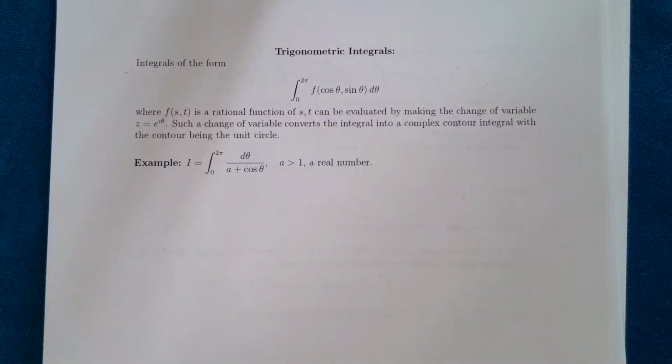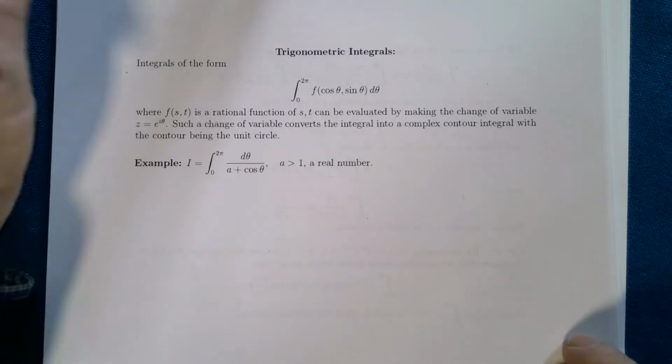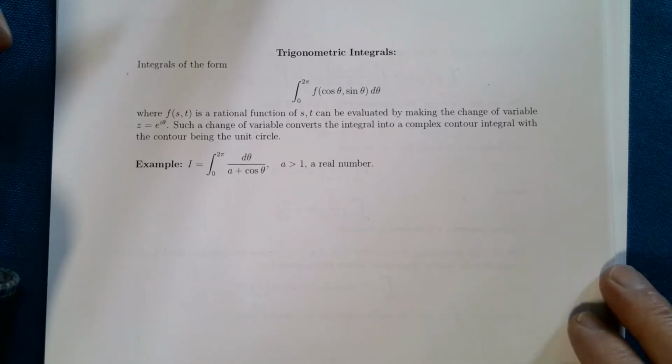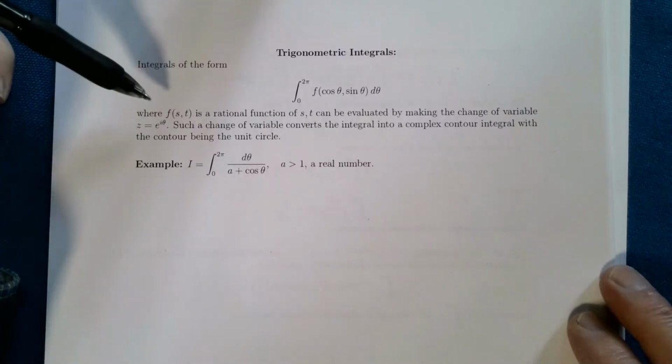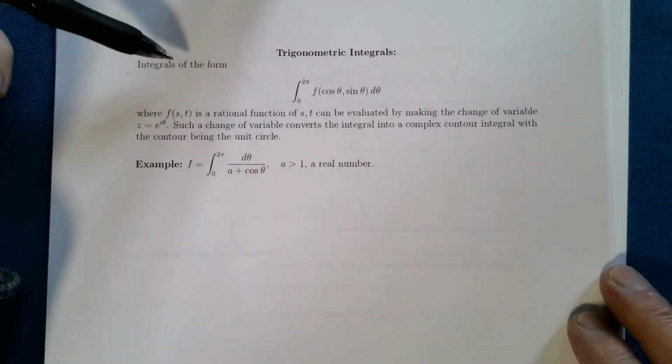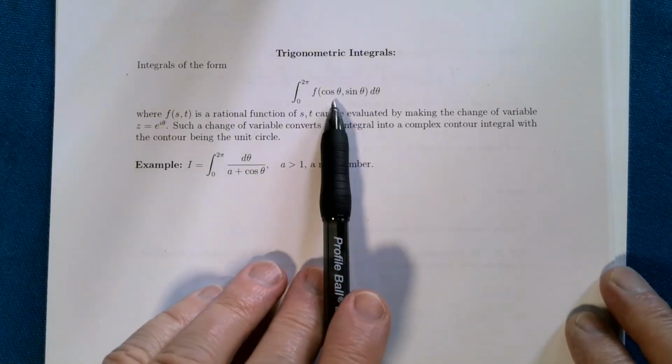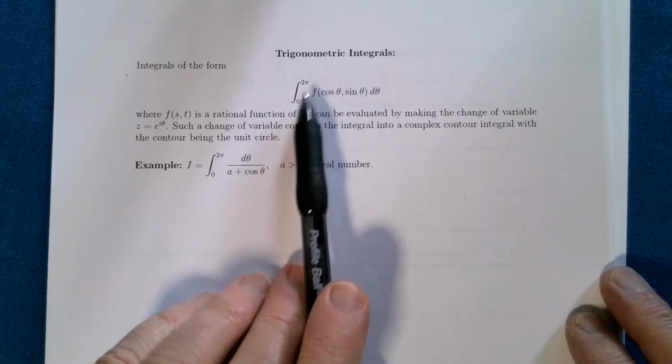Well, hello again and welcome to our journey into complex analysis. We've been looking at evaluating real improper integrals using complex analysis methods. We can also evaluate real trigonometric integrals using complex analysis in a very nice way. In particular, we're going to be looking at integrals of this form, where we've got a function of cosines and sines and we're integrating from 0 to 2 pi.